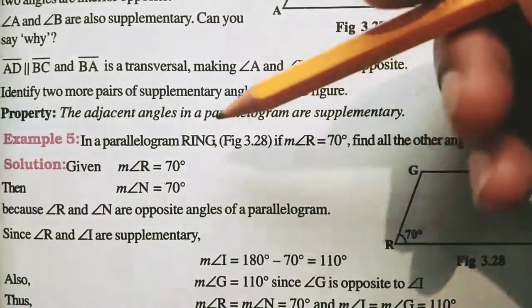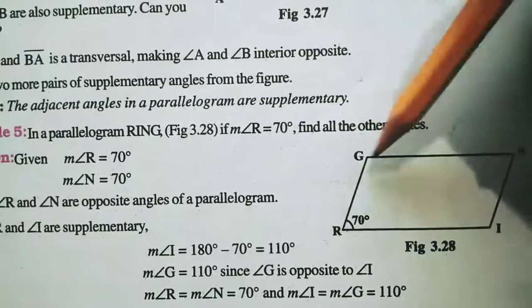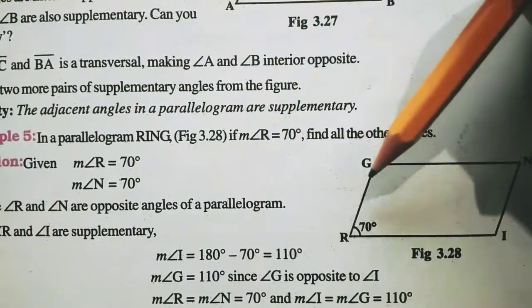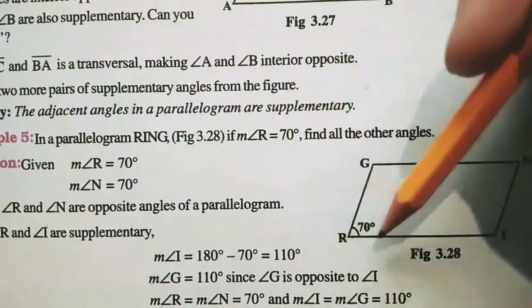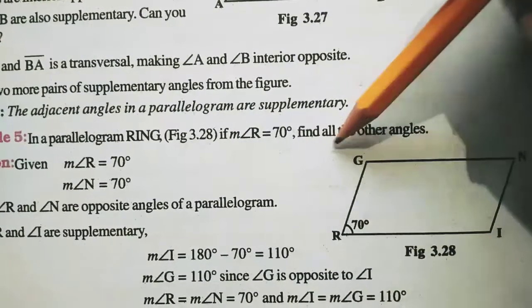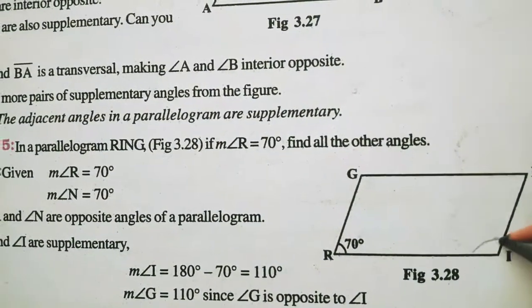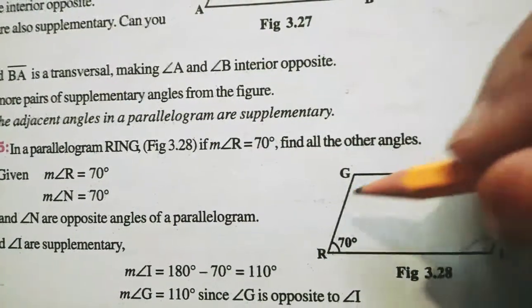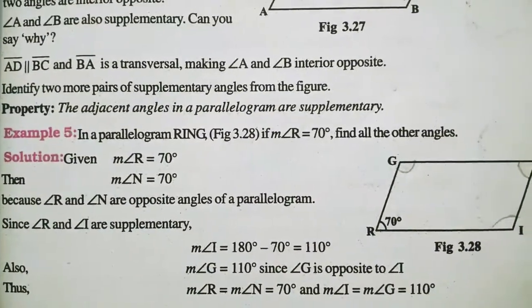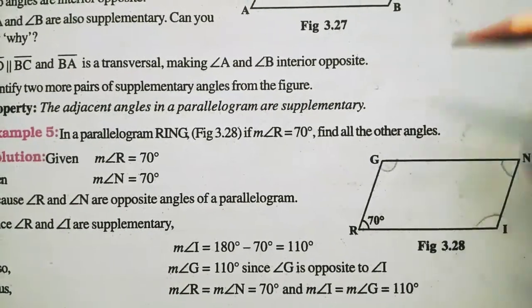So here in example number 5, it is given a figure RING. RING is a parallelogram. Angle R value is given 70 degree. So find all other angles. That means you have to find angle I, angle N and angle G. You have to find all these three angles. So how to find them? We'll apply our property again. So what is the property?